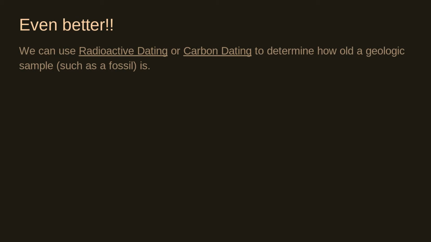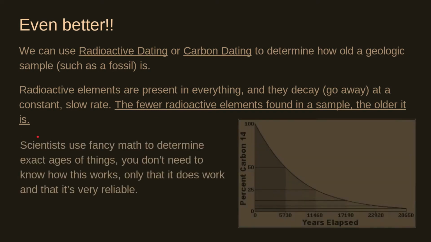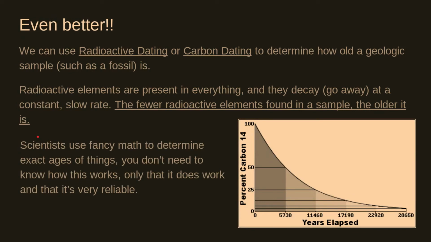We can use also a thing called radioactive dating or carbon dating. You may have heard of that. That talks about how old a particular fossil is. Okay. So basically, radioactive elements are present in everything. There's different types of carbon that you can have. Essentially, you may have heard of carbon 12, carbon 13, carbon 14. Some of them are more radioactive than others, and they decay or go away at a constant slow rate. So the fewer radioactive elements we find in a sample, the older it is. You don't need to know all the ins and outs of this. I just want you to know that it exists and that it does work and that it is very reliable.